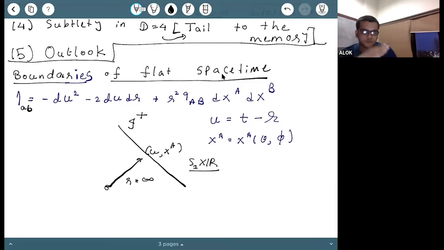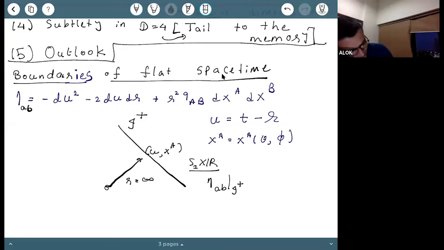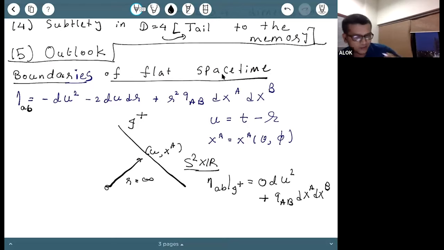And interestingly enough, if you just track what the metric goes to on this boundary, then the metric turns out to be... You mean S2 cross R? S2, I apologize. Yeah, sorry. Thank you. S2 cross R. And the metric degenerates into a degenerate metric, actually. So that's why it's called null infinity. It's really a null three-dimensional space.